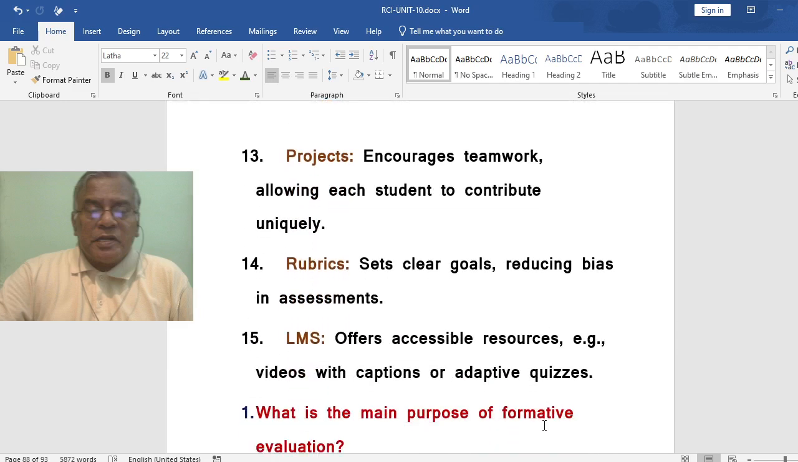Then projects. It encourages teamwork, allowing each student to contribute uniquely. Then rubrics. It sets clear goals, reducing bias in assessments. LMS offers accessible resources, for example, videos with captions or adaptive quizzes. So these are all evaluation, 15 explanations for evaluating the students with these new strategies.